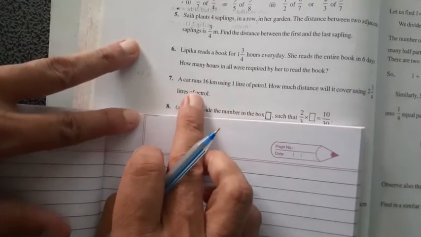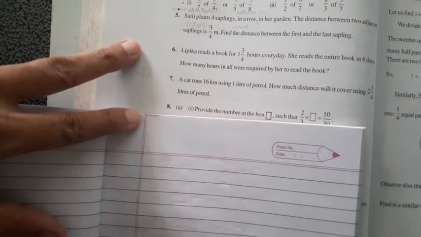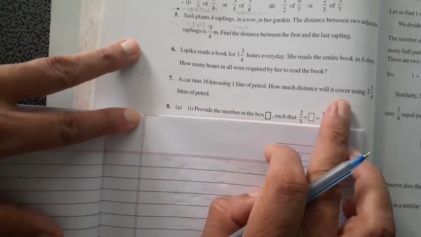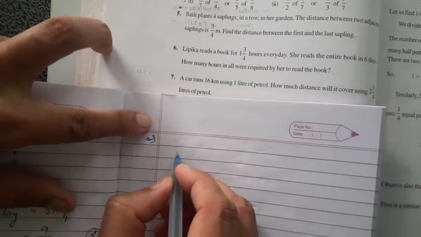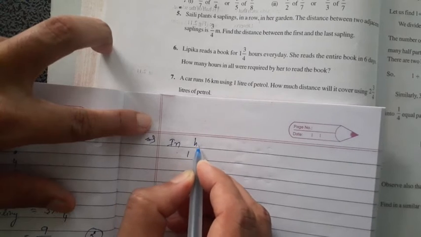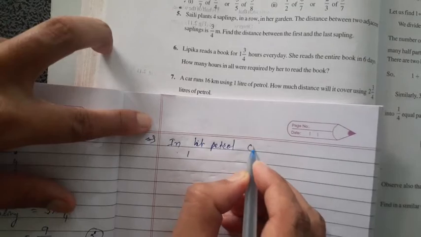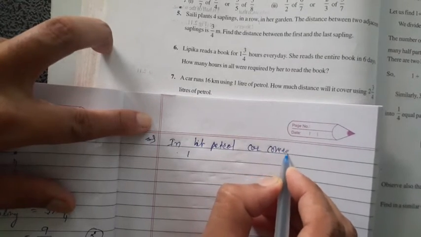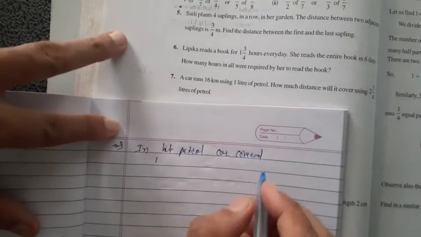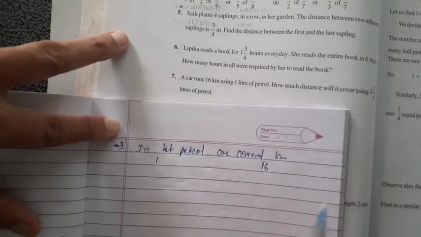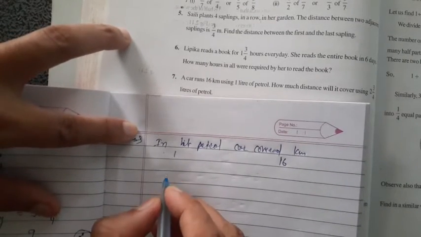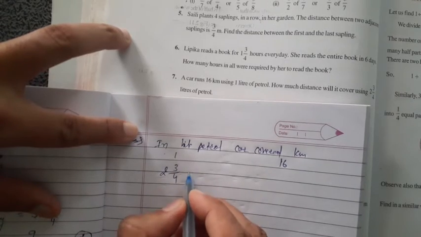Okay, number 7. Look, a car runs 16 km using 1 liter petrol. How much distance will it cover using 2 integer 3/4 liter petrol? Okay, that means in 1 liter petrol, the car covered 16 km. Okay, so in 2 integer 3/4 liter, how much distance does it cover?